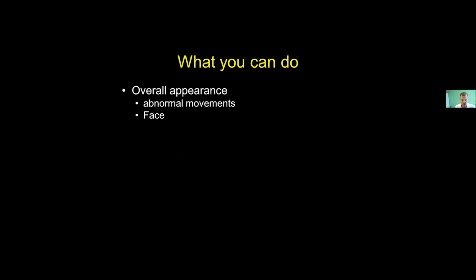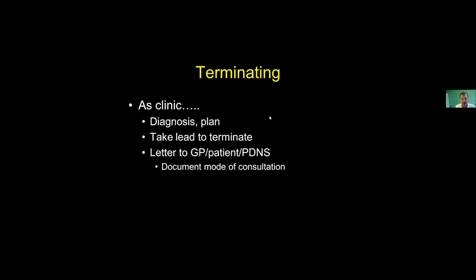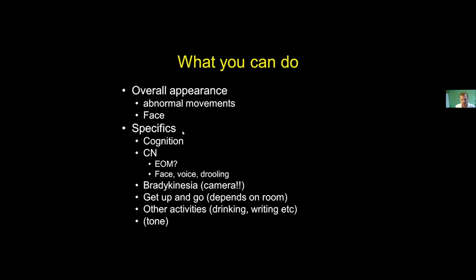So what can you do? Well, very obviously, you can get an immediate overall appearance. As long as your video connection is good, you can see abnormal movements, and you can look at their face, of course, which is important in terms of Parkinsonism. You can look in terms of specifics. I'll leave cognition to Ross in a moment. Cranial nerves, I think, are relatively limited.